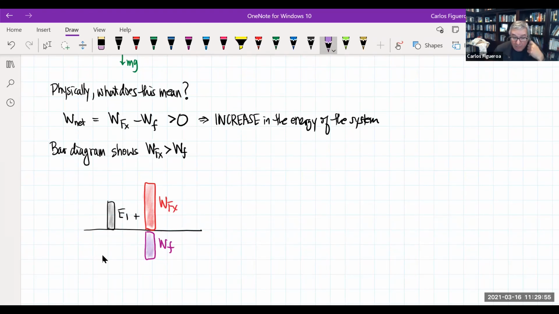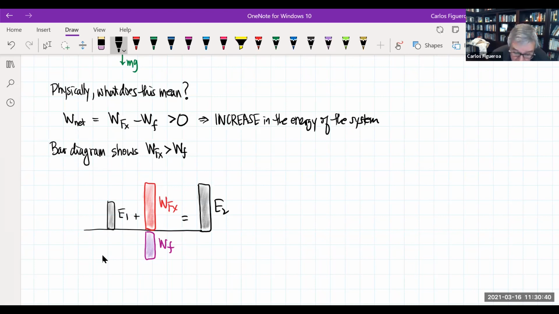So what you're seeing is that there is more energy being transferred into the system by the work done by F of x than is being taken out by the work of friction, so the overall energy of the system must increase. If the red is 3 squares and the violet is 2, that means the overall energy of the system had to increase by 1. But the bottom line is that energy 2 is now greater than energy 1.